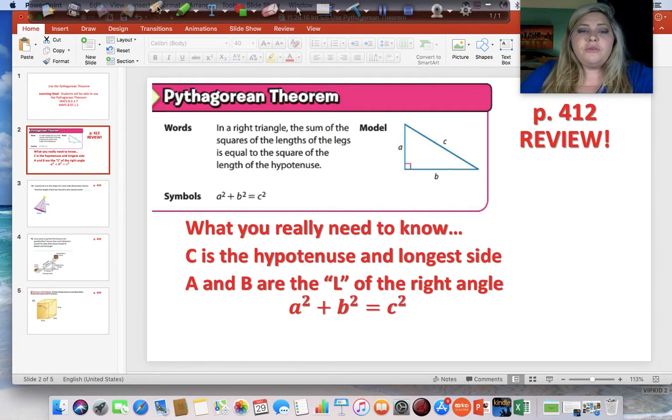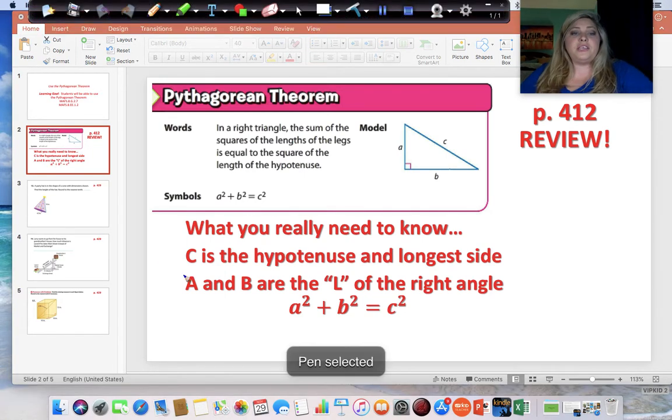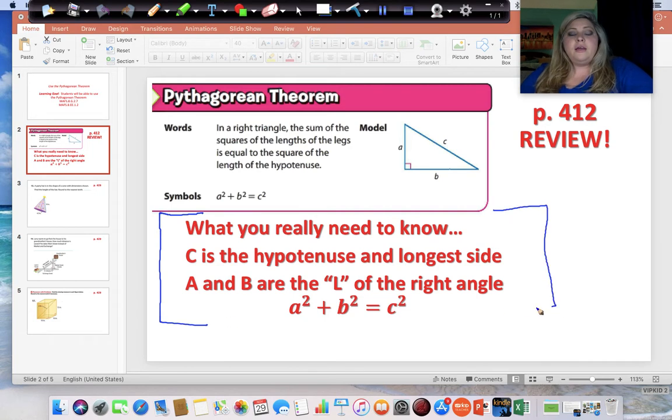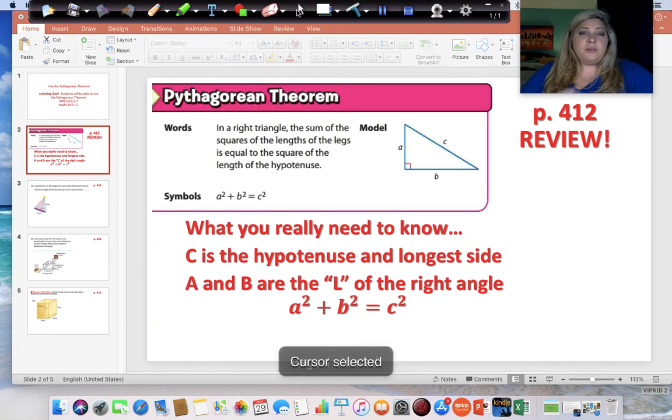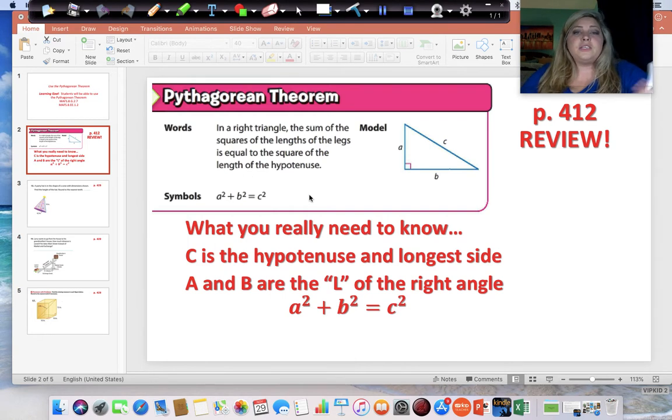Okay, this is just a review. We already wrote this down previously. You do not have to write this down again, but just so you remember, what you really need to know is that C is the hypotenuse and the longest side. This is our hypotenuse, okay? And A and B are the L shape of the right angle. And A squared plus B squared equals C squared. If you need to refer back to your notes in the previous lesson, you can do that.